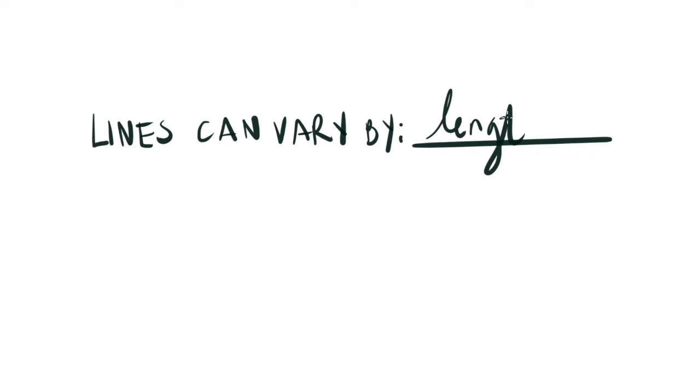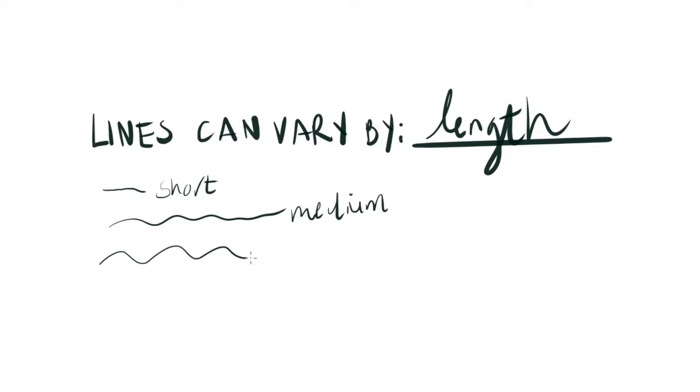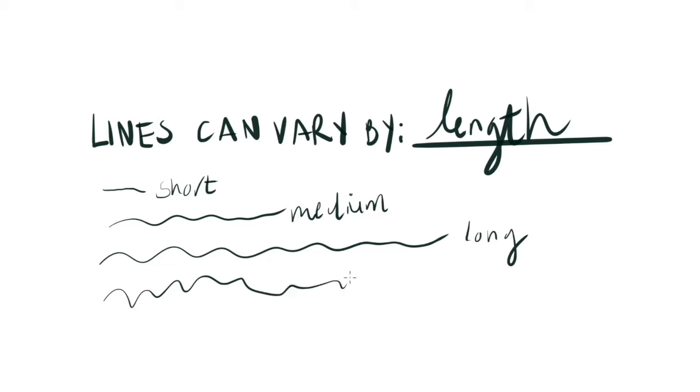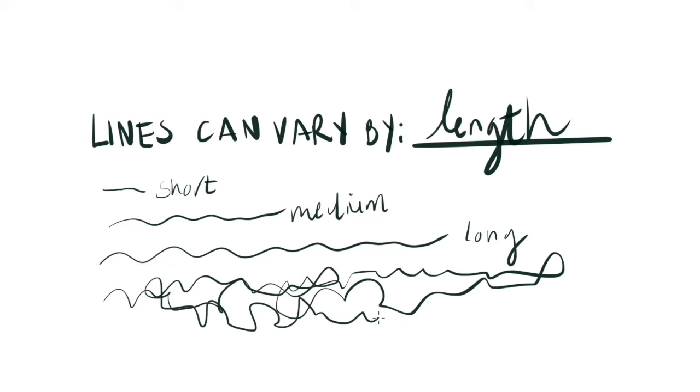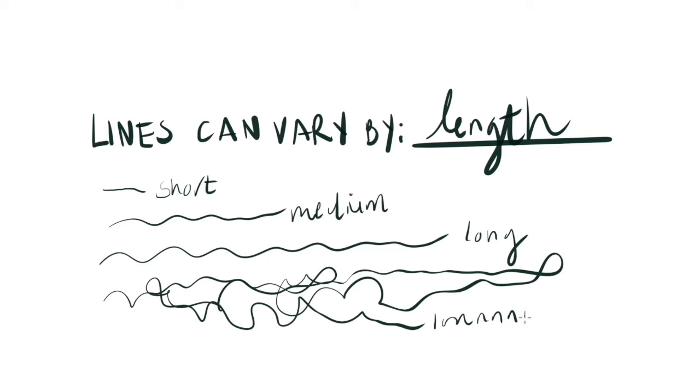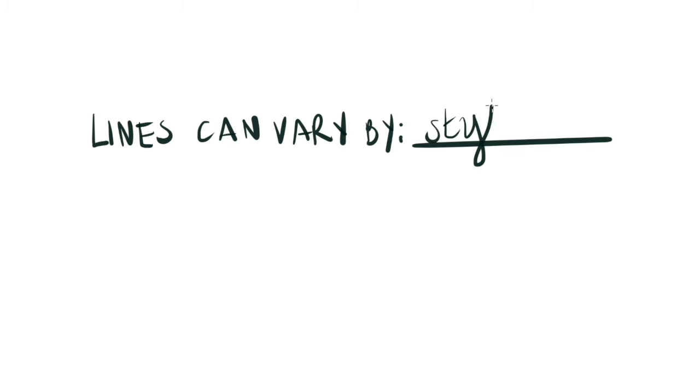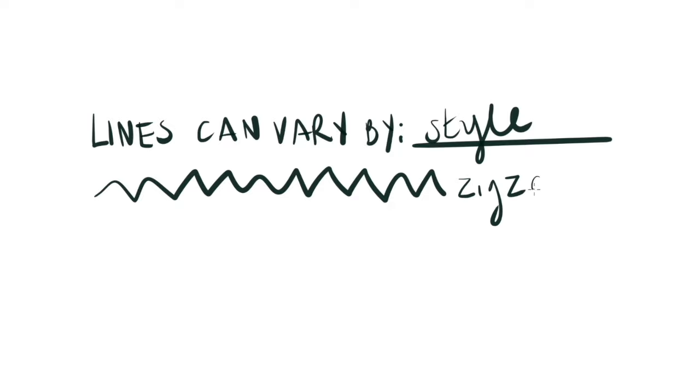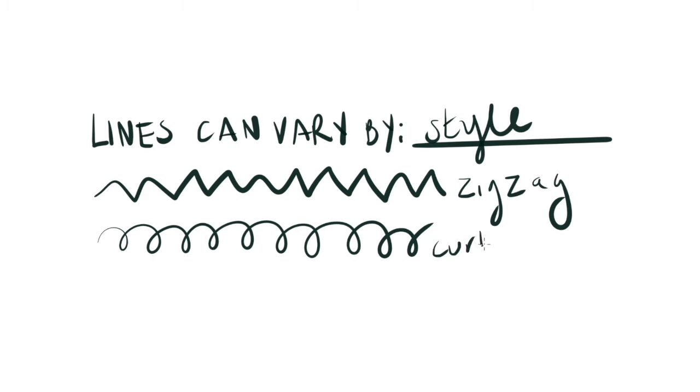Lines can also vary by length. Some lines can be short, medium length, long lines, and really, really long lines. Lines can also vary by style. Some examples of varied line style include zigzag lines, curly lines, and even dotted lines.